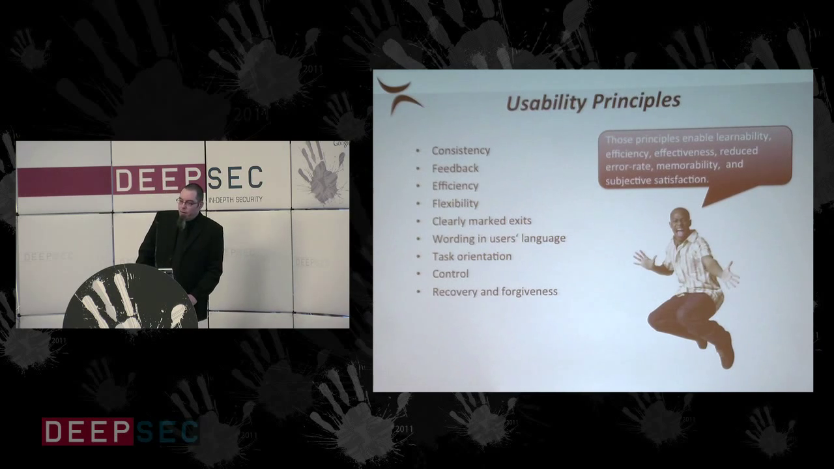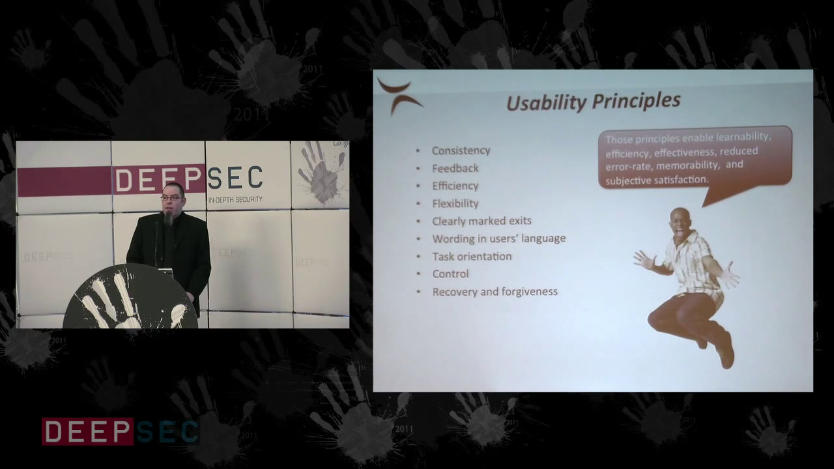Recovery and forgiveness is the next principle. Humans err. So good software and good general systems, not only software, it's also hardware and so on, are built in the way that humans can recover from errors.